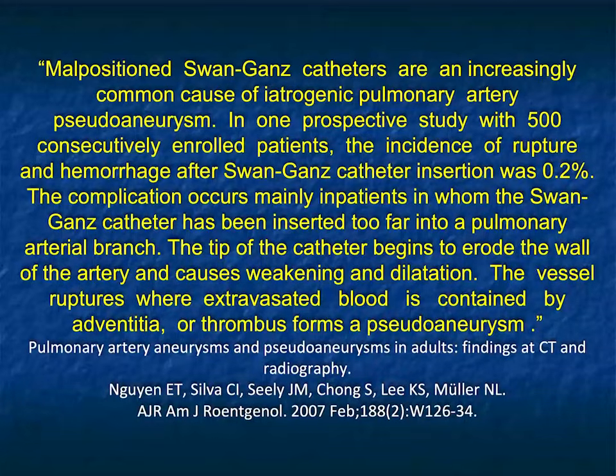The idea about Swan-Ganz catheters as a cause of pulmonary artery pseudoaneurysms is something that occurs infrequently, but in the differential diagnosis of complications, when you start seeing an enlarging mass involving the pulmonary artery, you have to think about that. The tip of the catheter erodes the vessel, causing weakening and dilatation, and it then can rupture with all of the potential complications.